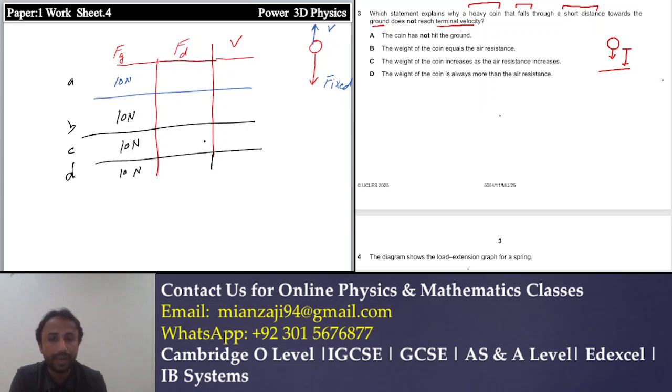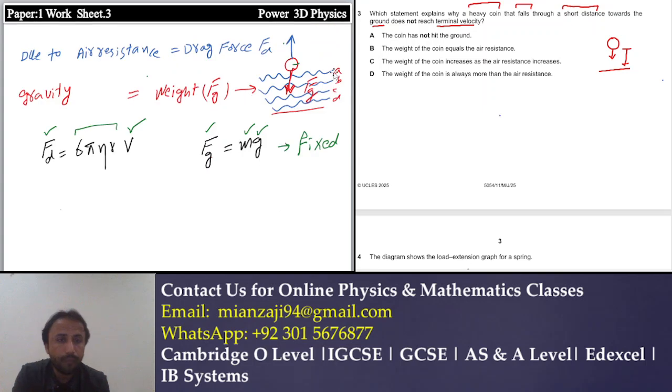First of all, at point A, the coin is fixed. There is no velocity, so it is at rest. At point A, it is at rest in our hand. So there is no motion, so velocity is 0.